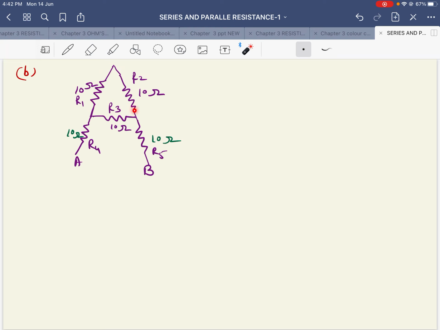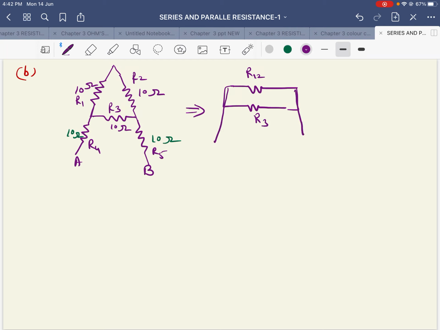Resistances R1 and R2 are connected to each other in series. First of all, we have to find the value of these two resistors in series. Then the combination of these two resistors becomes a single resistor which will be connected in parallel to this. So the next diagram will be the combination R1 and R2, the resultant, suppose R12, connected across R3, and the next diagram is the same as shown.